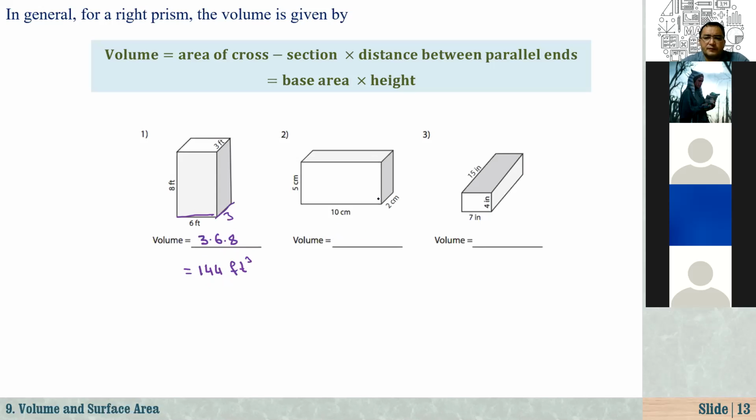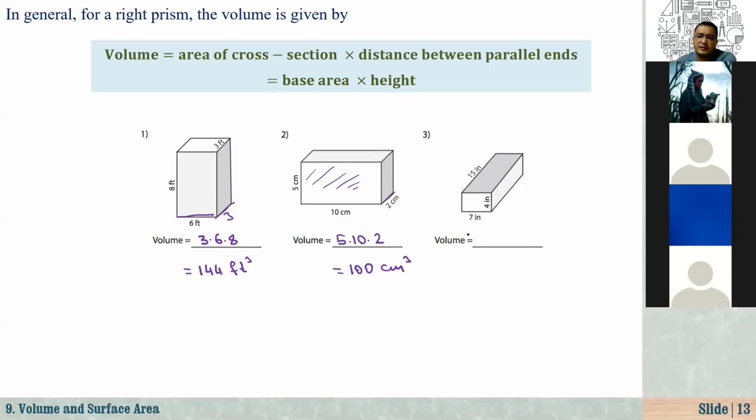So how about the second one? The width is 2, the length is 10, and the height is 5. So if you find this area, that's just a rectangle, and multiply by its width, the width will be here as the height. And we get the volume of this prism. That is 5 times 10 times 2, which is equal to 100 cm cube.